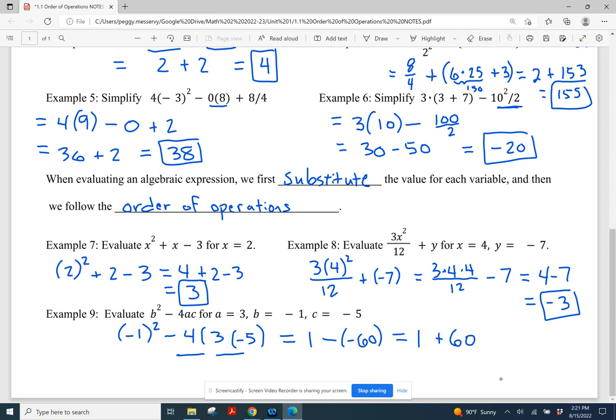Okay, my eraser doesn't seem to want to work here. Let's see if I can get it to go. It doesn't look like it.